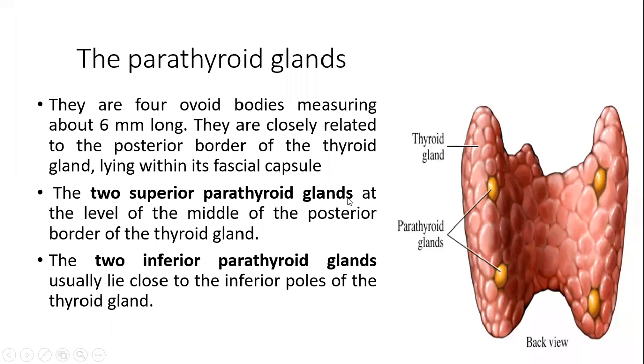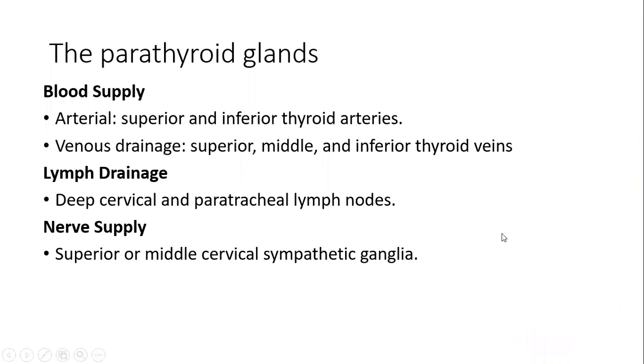The two superior parathyroid glands lie at the level of the middle of the posterior border of the thyroid gland. This is the posterior border of the thyroid gland, so the superior parathyroid will be present almost in the middle of it. The two inferior parathyroid glands usually lie close to the inferior pole of the thyroid. As you can see here, it is almost near the inferior pole, on the posterior border of the thyroid gland. Okay, so these are the four bodies called the parathyroid glands.